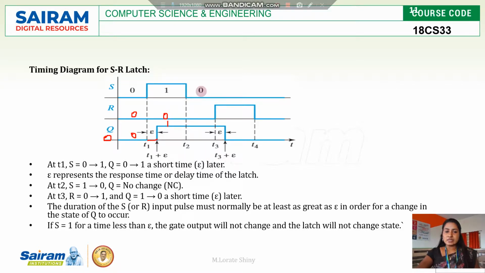Then S is 0, R is also 0. When both are 0, the output is the previous state. The previous state output is 1, so now the current output is also 1. Then S 0, R 1. If R is 1, it will reset the output, so the output became 0 after the delay time. Then both are 0 again, so the previous state will be continued, and it is again 0.